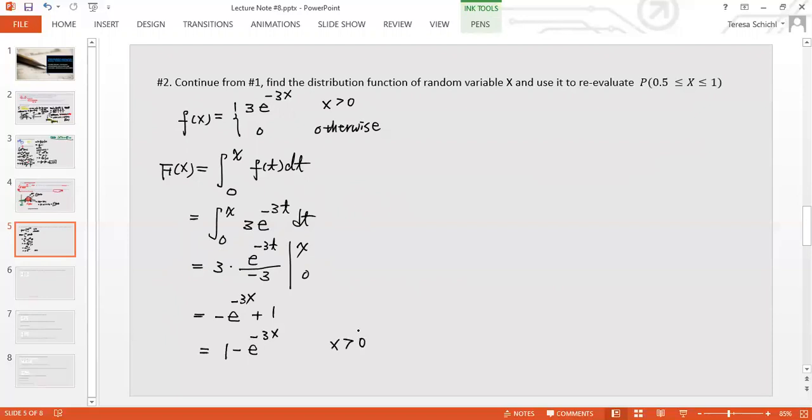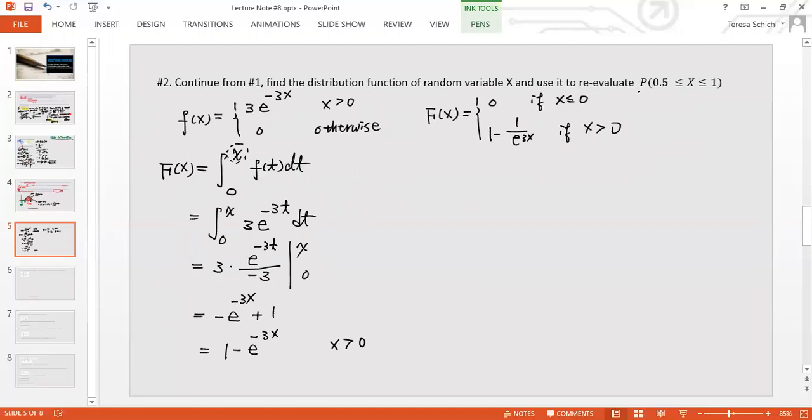Now we can write it out. This is my F of x. F of x is 0 if x is less than or equal to 0, and it is 1 minus 1 over e to the 3x for x greater than 0.